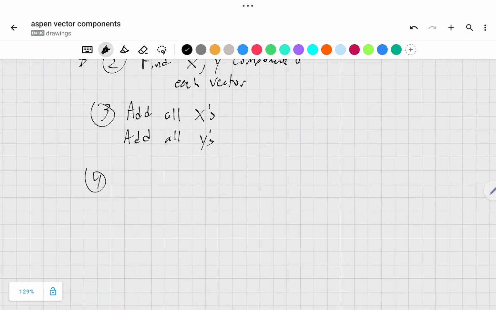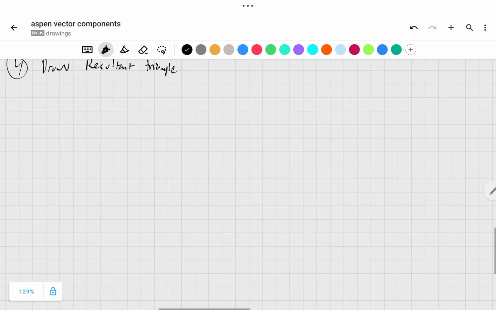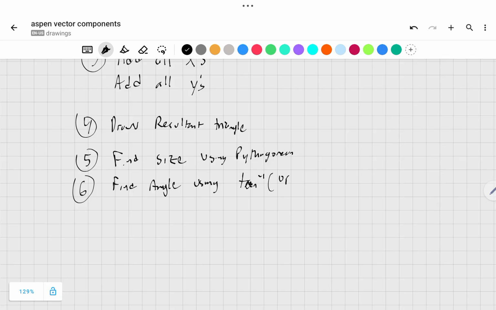And then our fourth thing is draw resultant triangle. Right, so we're drawing the resultant triangle, which is this thing right up here. And then we'll use that to find size using Pythagorean and find angle using tan inverse of opposite over adjacent equals the angle.